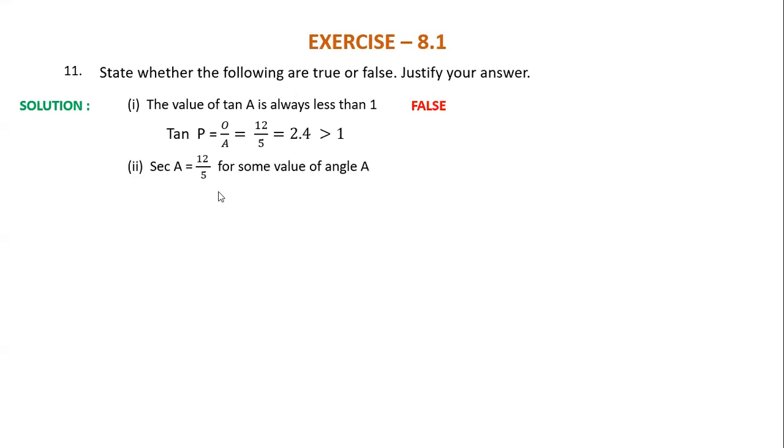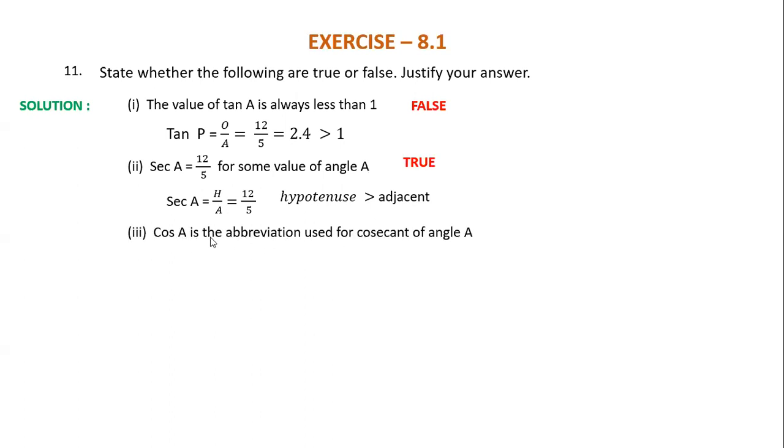Now, sec A is equal to 12 upon 5 for some value of A. Here, sec is 12 upon 5, which means sec is hypotenuse upon adjacent. Hypotenuse is bigger than the adjacent. Hypotenuse is greater than the adjacent. Therefore, it's a true statement.